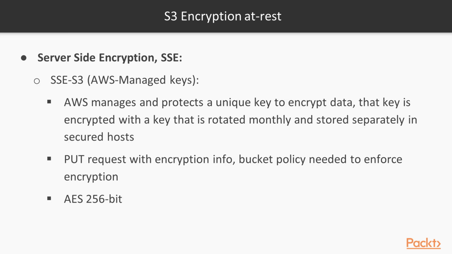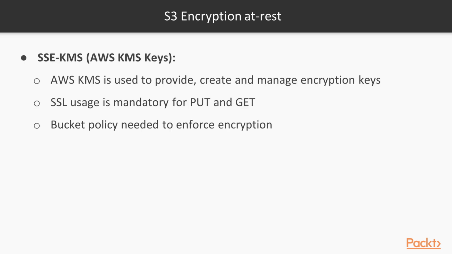SSE-S3 is where AWS manages the keys. AWS manages and protects the unique key to encrypt data, and that key is encrypted with a master key that is rotated monthly and stored in a different, secure host by AWS. So for your PUT action using the API, the put request, you have to send it with encryption info. You also need your bucket to have a policy to enforce the encryption. We will see that policy later. It implements the Advanced Encryption Standard, AES 256-bit.